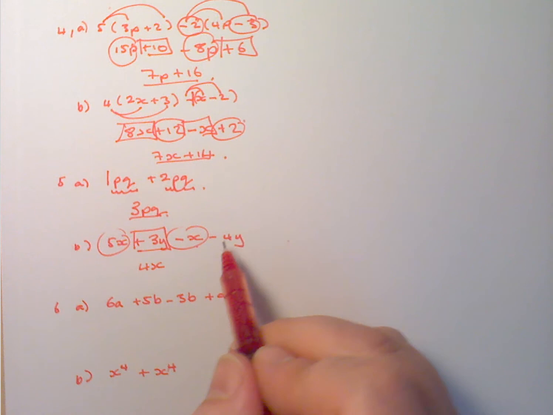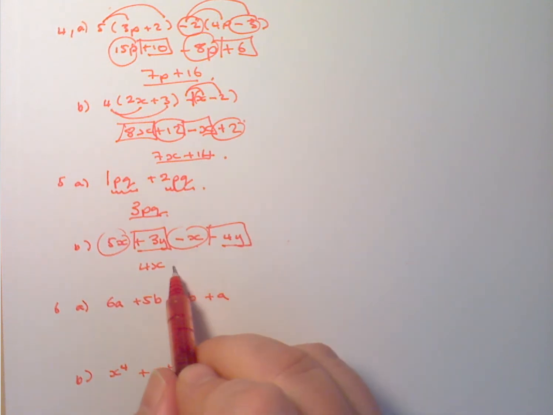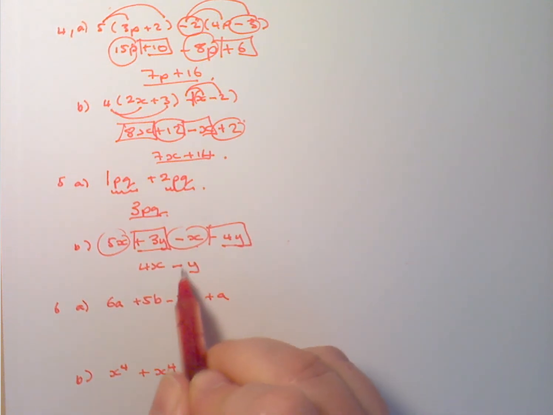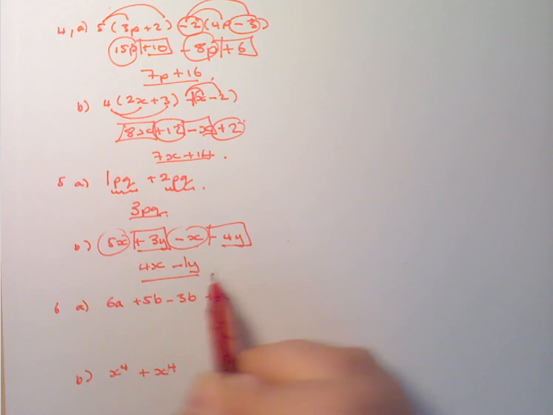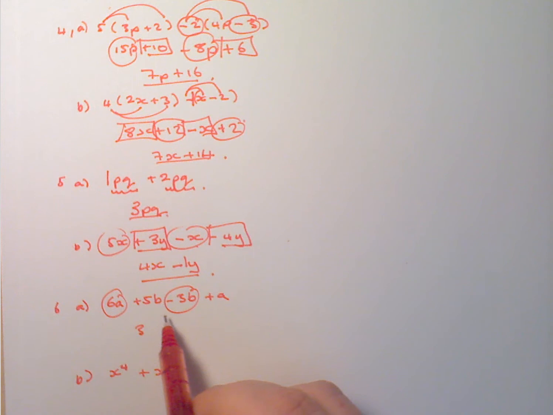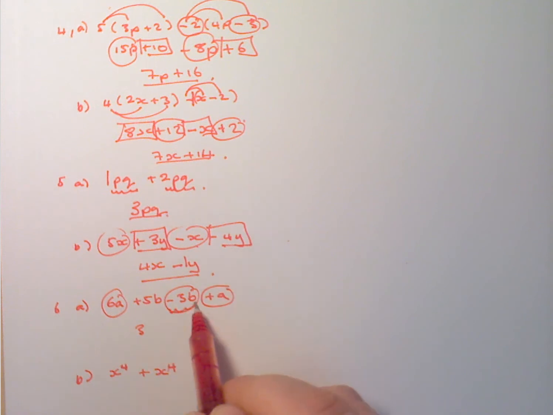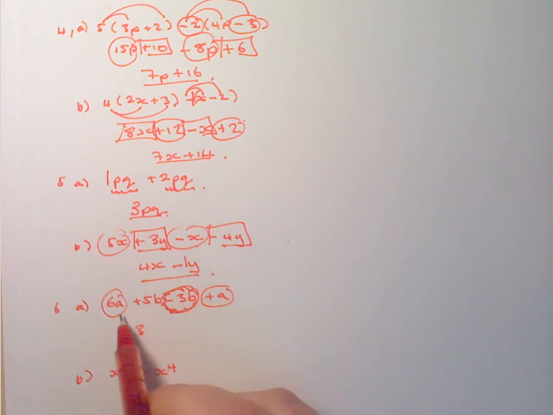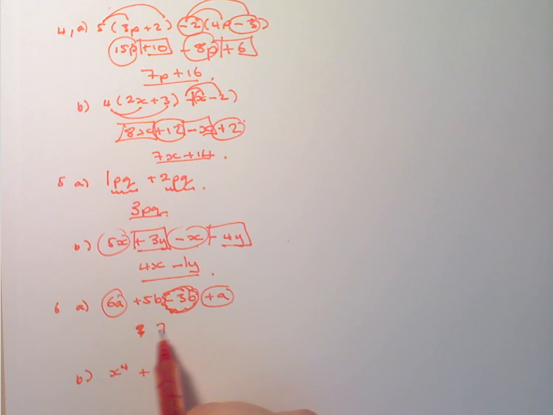Plus 3 and take away 4 is minus 1y. You can put the 1 in if it makes you feel better. Here we've got 6a and take away, that gives you 3. Oh, that's a mistake. 6a, the a is over here. So 6a plus a is 7a, and 5b take away 3b is 2b.